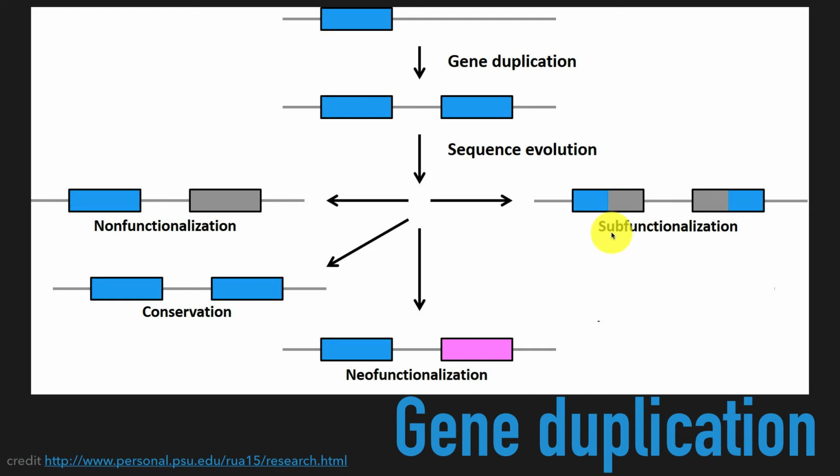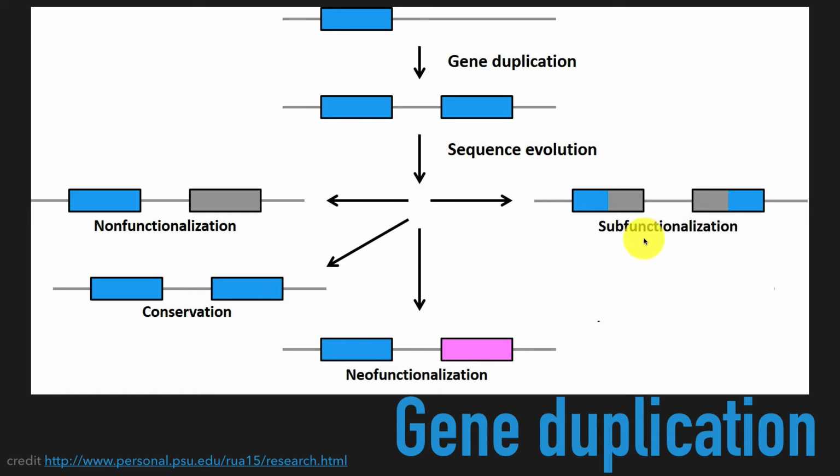And then finally, my favorite is subfunctionalization, where each copy ends up specializing on one subset of the original whole role of the gene. So, real simple example, think of day and nighttime. If you've got some gene that's typically expressed 24 hours a day, well, if you subfunctionalize two copies of it, one copy might specialize for daytime use, and the other copy might specialize for nighttime use.